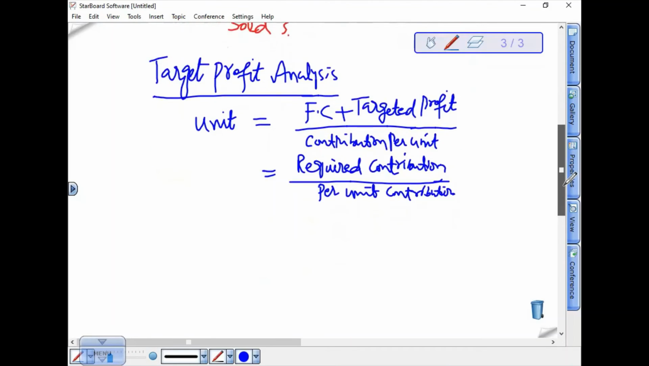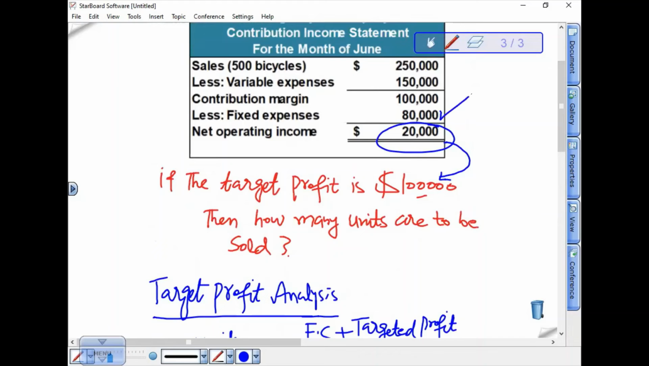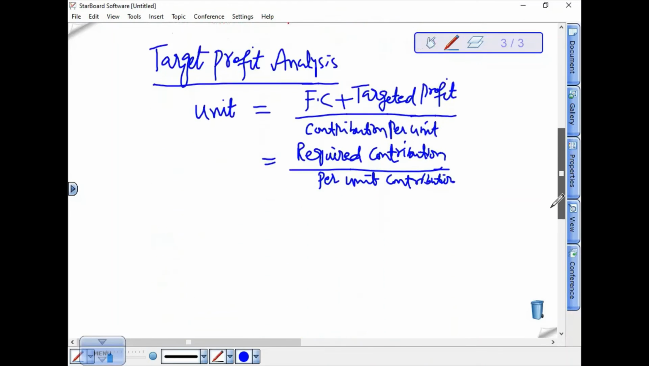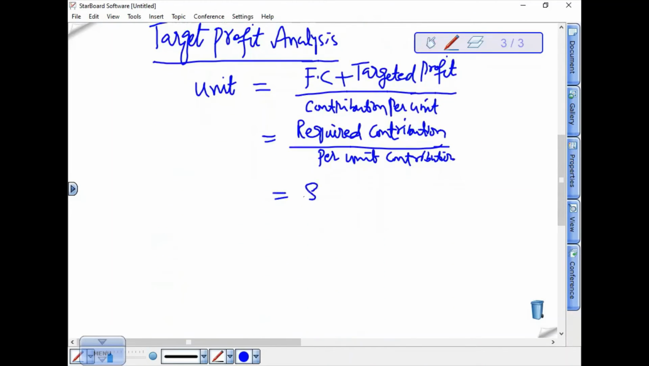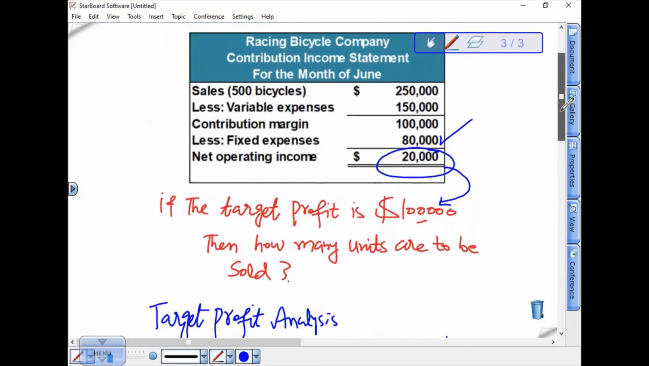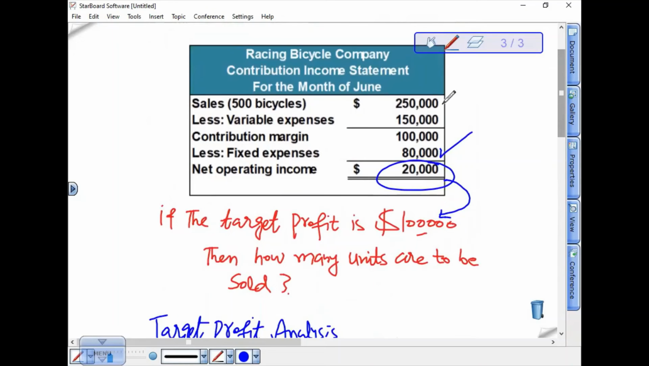Now you can see from the given data, the fixed cost is $80,000. Okay, now here we go. 80,000 is our fixed cost and our targeted profit is 100,000. And per unit contribution, how can we calculate per unit contribution? You can see per unit selling price: 250,000 is the total sales value for how many bicycles? 500 bicycles. It means for 1 unit, the selling price is $500.